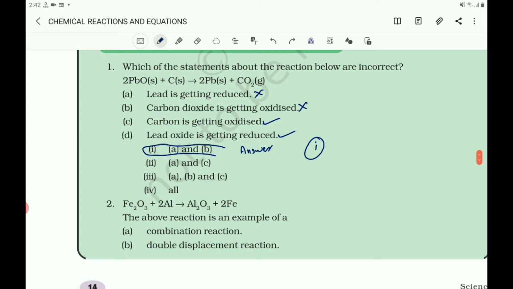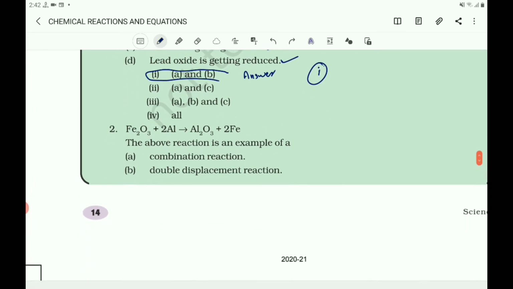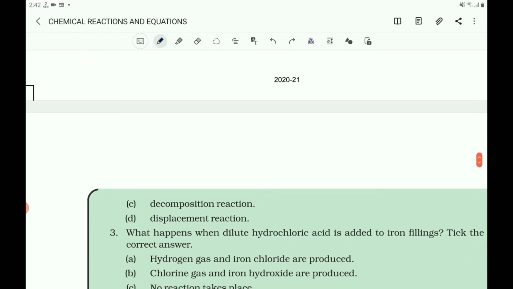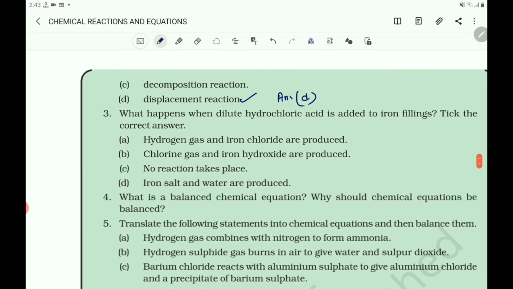So what type of chemical reaction is it? It is displacement reaction. So what is the answer here? Answer is D. Displacement reaction.